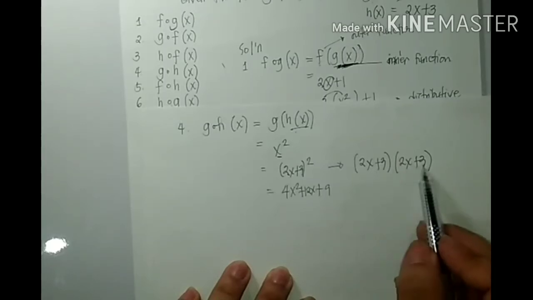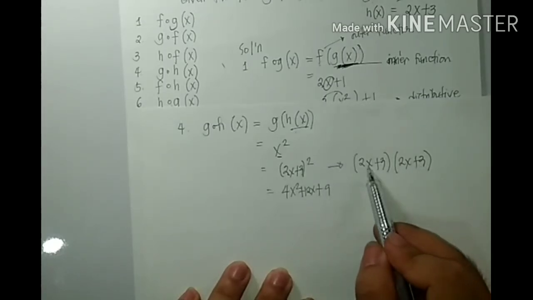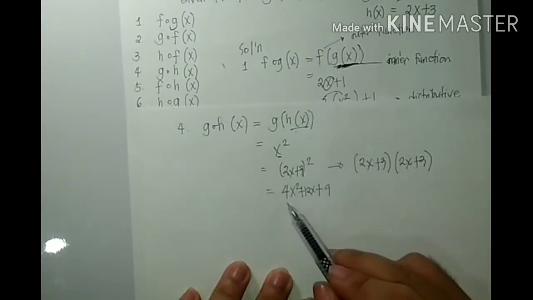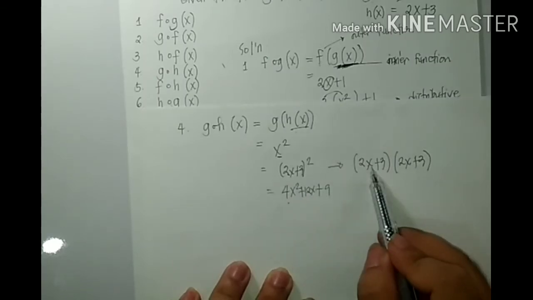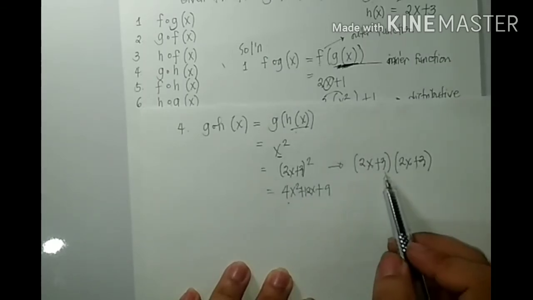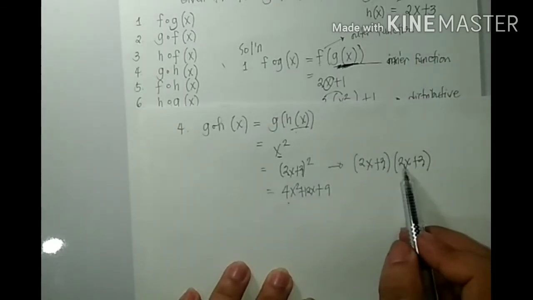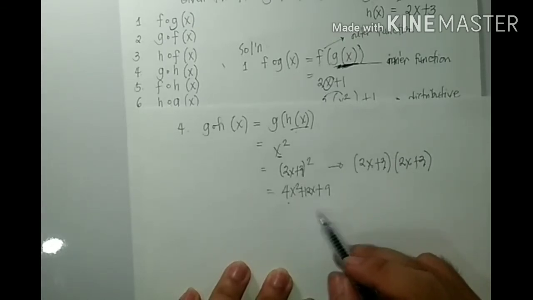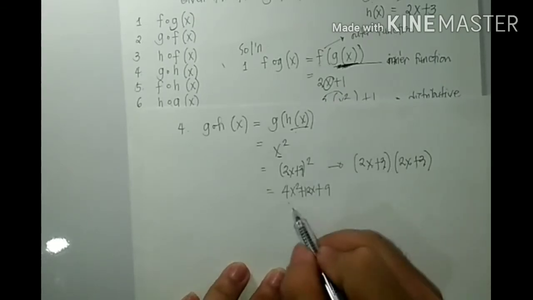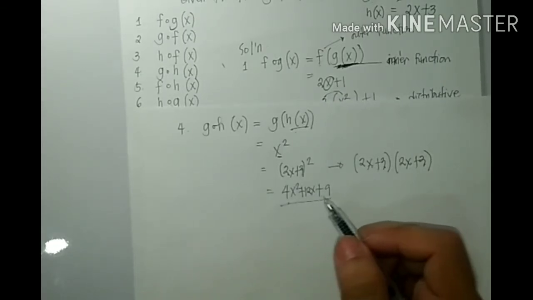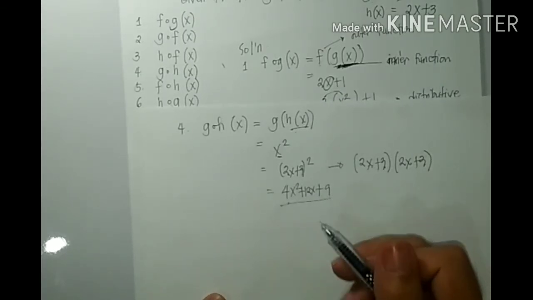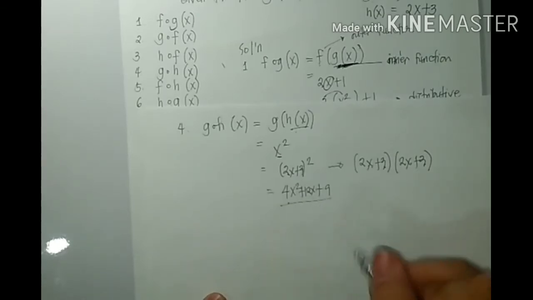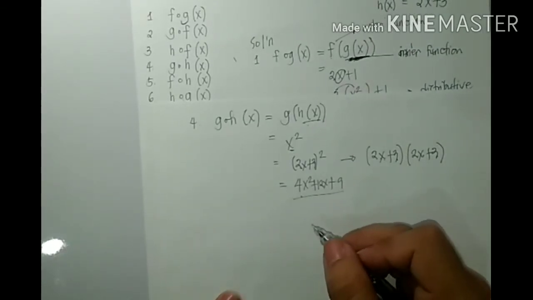Okay, same with this one. Okay, 2x times 2x, this is 4x squared. So 2x times 3, this is 6x. 3 times 2x, this is 6x. So 6x plus 6x, this is 12x. Then 3 times 3, this is 9. So that is why we have the value of the composition, which is 4x squared plus 12x plus 9.